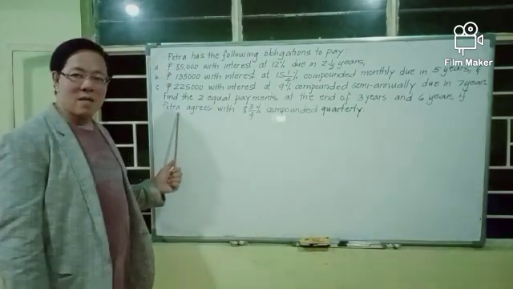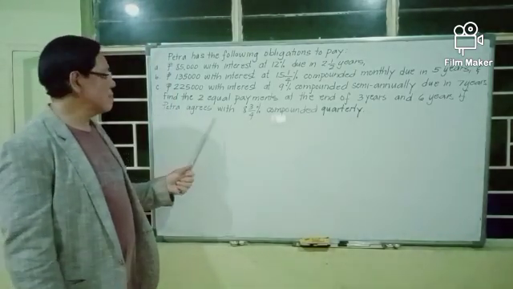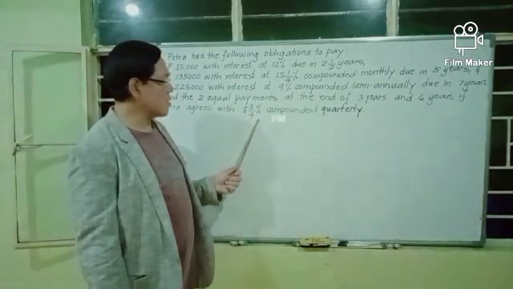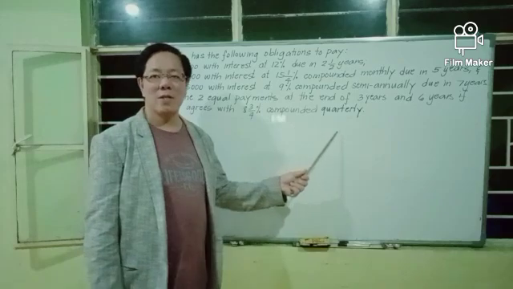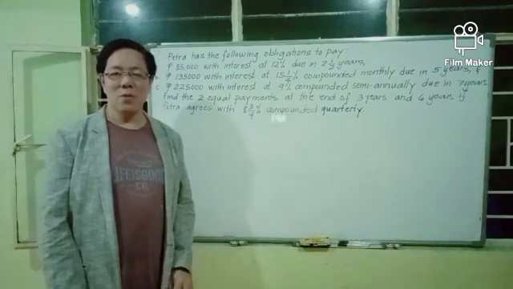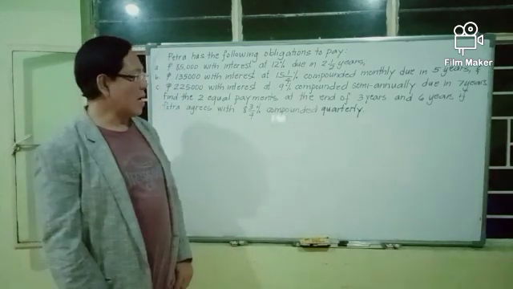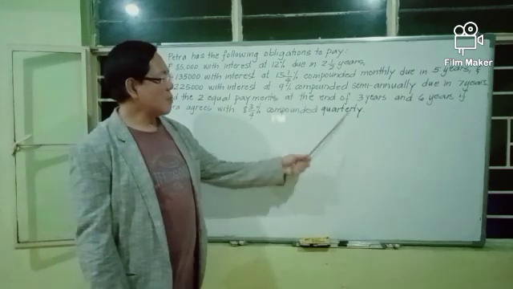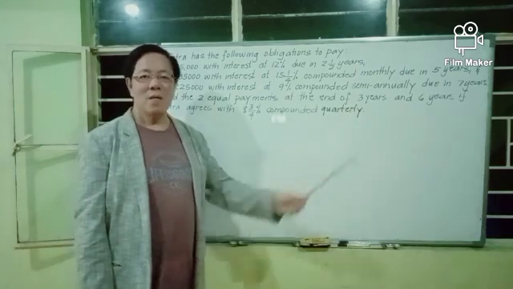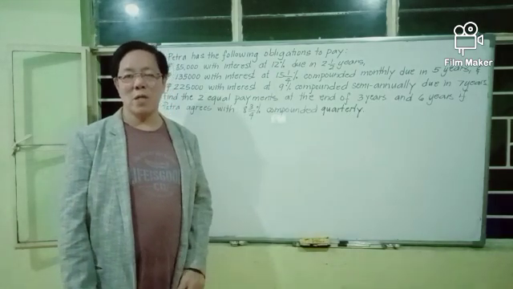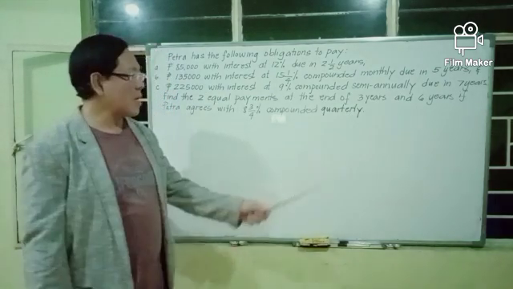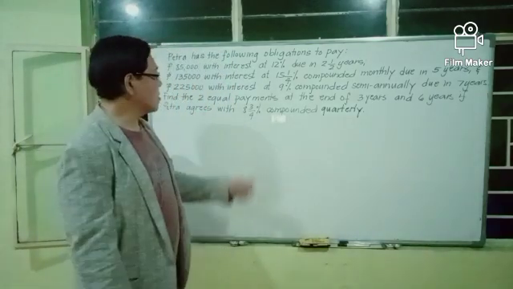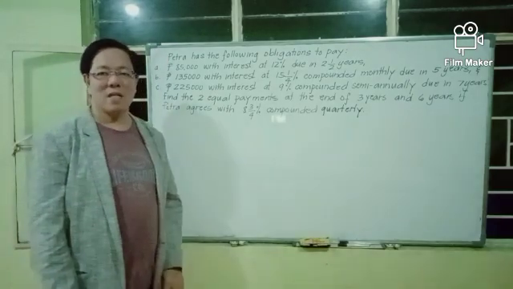If Petra agrees, of course, with the bank, with 8 and 3/4% compounded quarterly. Now, the two equal payments are to be made at the end of 3 years and 6 years. The first payment is to be made at the end of 3 years. And the second payment, which is equal to the first payment, is to be made at the end of 6 years. And so at the end of 6 years, all these three obligations will be settled.